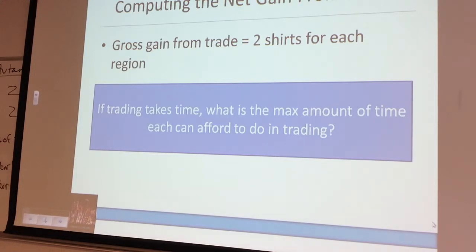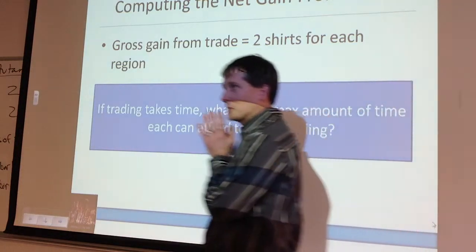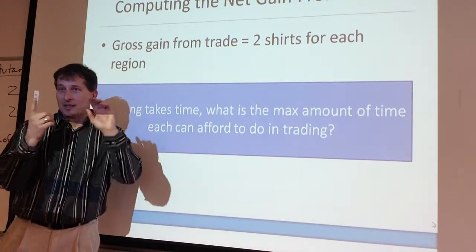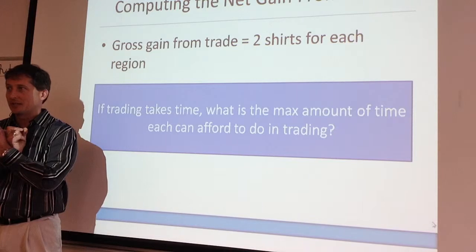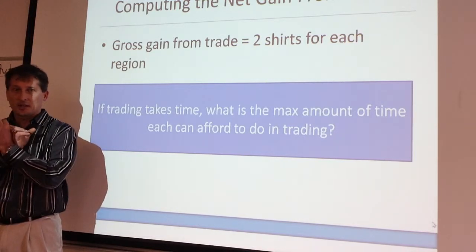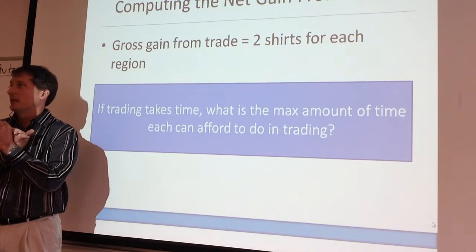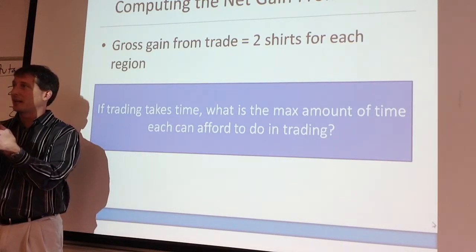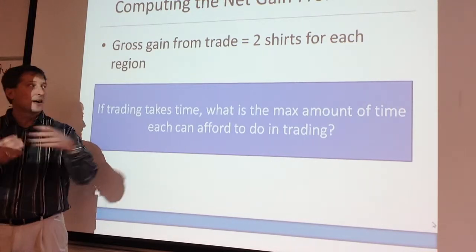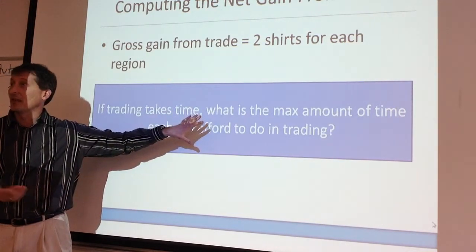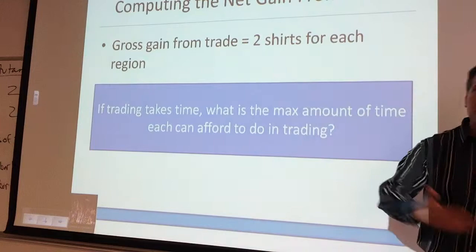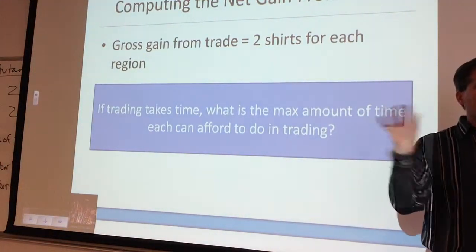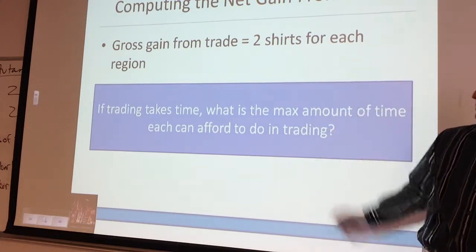If trading takes time, what is the max amount of time each can afford to do in trading? So, in the South, a bread costs me an hour. 1 bread, 1 hour. A shirt costs me an hour. 1 shirt, 1 hour. Now, instead of having a costless trade, what if it takes some time to make a deal rather than being self-sufficient, which makes sense, right? If you have to actually engage in trade, there might be negotiations. We might need to ship one to the other. So now we're going to add that into our model.